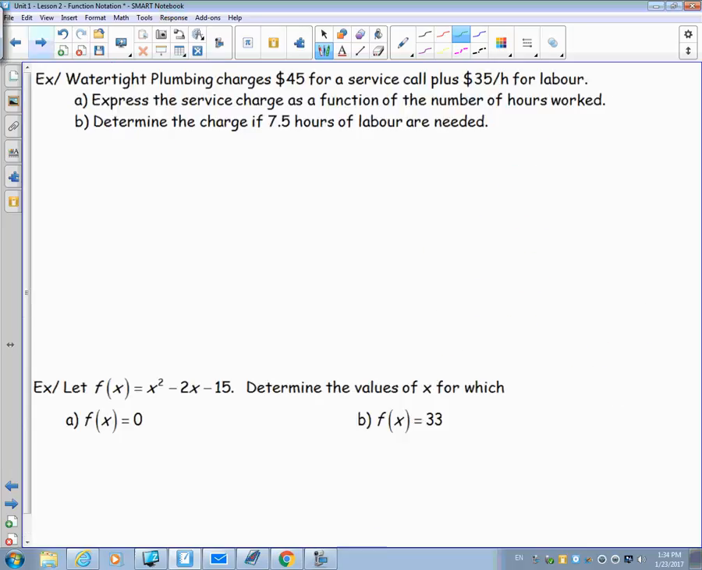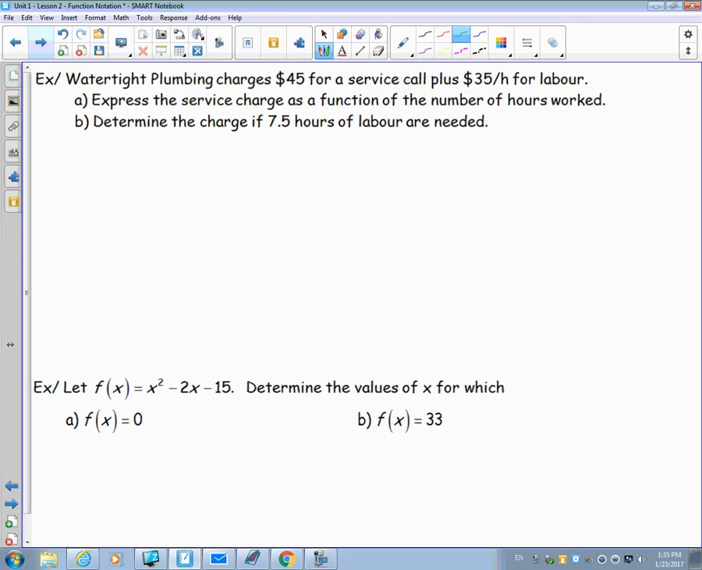Okay, last little page here. How are we going to start applying this? So we've got water type plumbing. They charge $45 for a service call plus $35 an hour for labor. Can we express the service charge as a function of the number of hours worked? This is something we've done in grade 9. This is a linear relation, except we're going to deal with it as a function now.